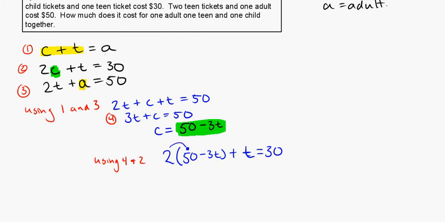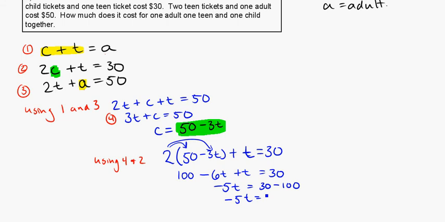So here, expanding out my brackets, 2 times 50 is 100, and 2 times negative 3 is negative 6t plus t equals 30. So negative 6 plus 1 is going to be negative 5t is equal to 30 minus 100. So 30 minus 100, and that gets us negative 70. So negative 5t is equal to negative 70.